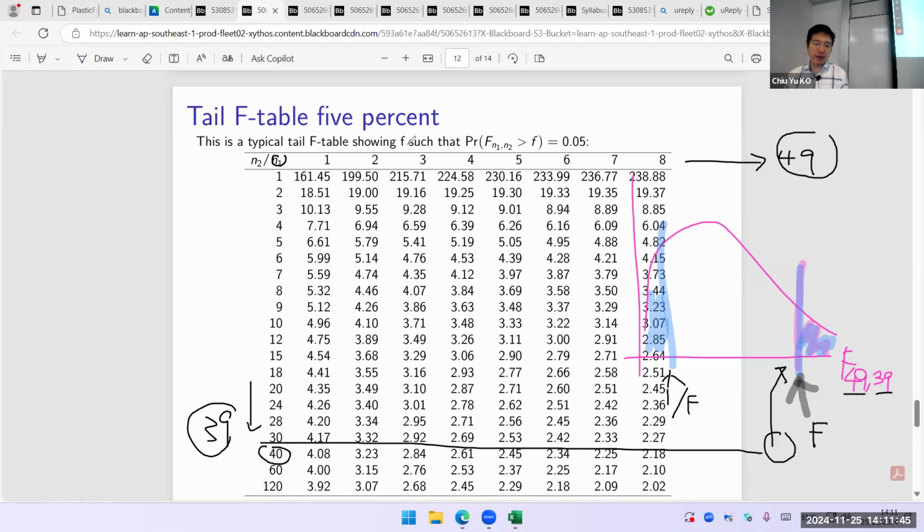Okay. I pretty much guess that you will usually rely on Excel, right? Because the F table is too crazy to remember. But this is how you read that, because this gives the tail area, right? Anyway.